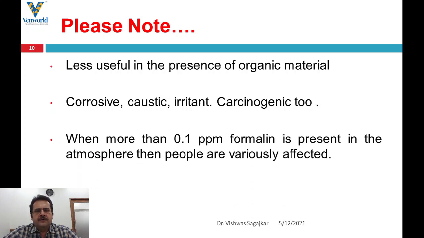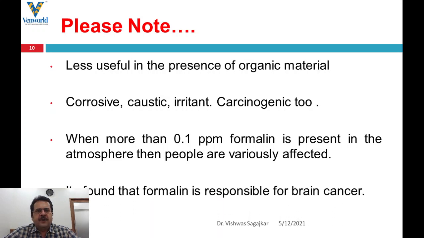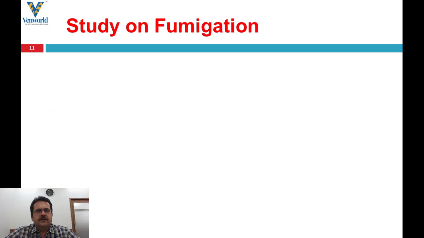When more than 0.1 ppm formalin is present in the atmosphere, people get affected with various symptoms. It is found that formalin is responsible for brain cancer. This shows that it is a highly carcinogenic molecule, and it is not at all user friendly, and not even that effective.